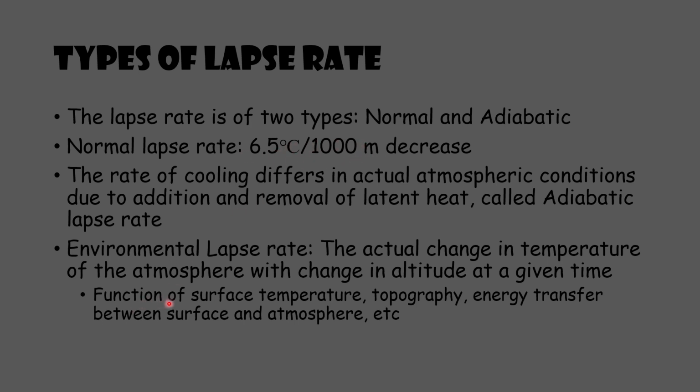So at this point of time, maybe it is too warm in Delhi, suppose, and the temperature change is very rapid. So it is decreasing at a rate of 8 degrees Celsius per 1000 meter, or 6 degrees Celsius, suppose it is a cooler period of time. So that would be termed as environmental lapse rate. It is nothing but the actual change in temperature of the atmosphere with the change in altitude at any given point of time. Okay.